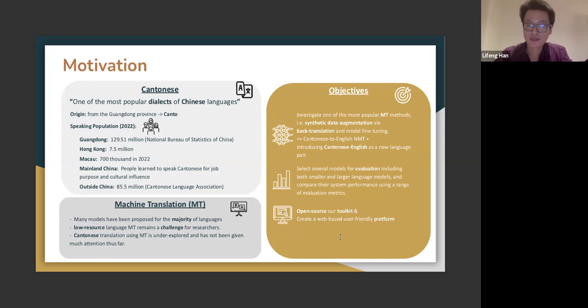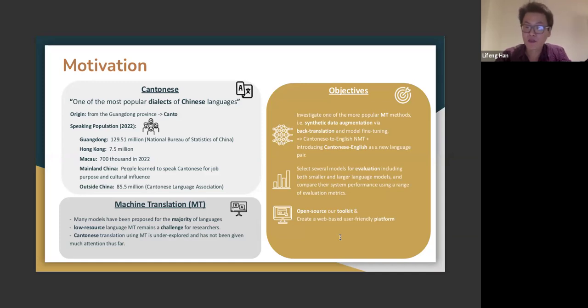The objective of this research is to investigate some of the more popular MT methods, such as synthetic data augmentation via back translation and model fine-tuning. The purpose is to fine-tune Cantonese to English neural machine translation, and introduce this new language pair with open source toolkits and platform.